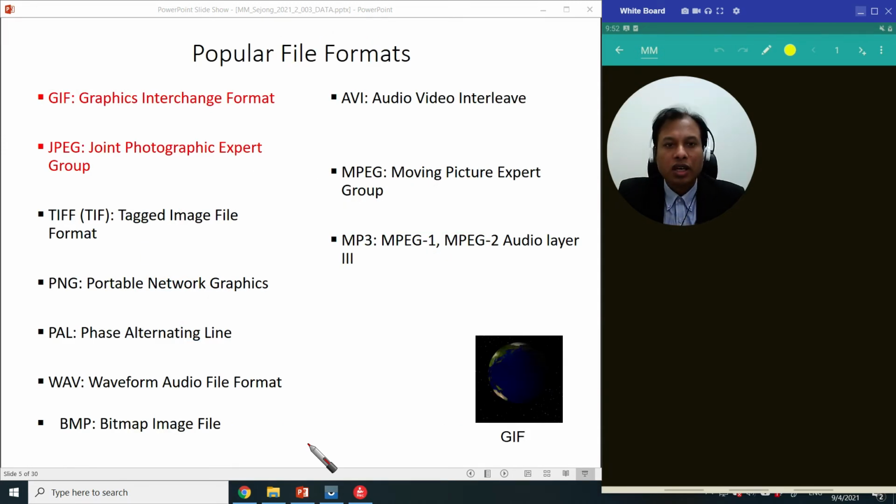There are some abbreviations for some popular file formats. For example, GIF means Graphics Interchange Format, JPEG means Joint Photographic Experts Group, TIFF means Tagged Image File Format, and so on. For example, AVI means Audio Video Interleave, then MPEG means Moving Picture Experts Group, and MP3 is basically MPEG-1 and then MPEG-2 Audio Layer 3. Yeah, this is a little bit bigger abbreviation. Some of these file formats and things we will come across at different times throughout this course. But let's jump into today's lesson.